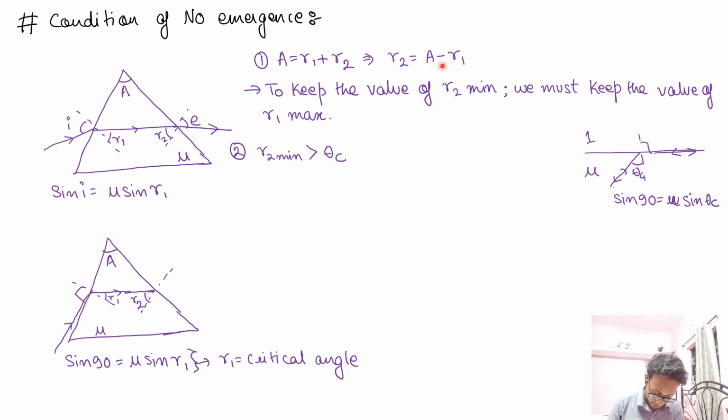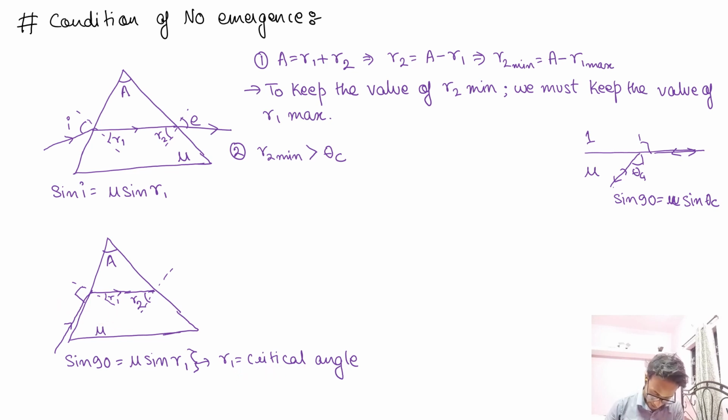Now from here, what can I say? R2 minimum is equal to A minus R1, or R2 minimum is equal to A minus R1 maximum. Why? Because to keep R2 minimum, we must keep R1 maximum. And what is the value of R1 max? R1 is maximum when the incident ray is maximum. And when is the incident ray maximum? At 90 degrees. And from this equation, the maximum value of R1 possible is nothing but the critical angle between these two media.